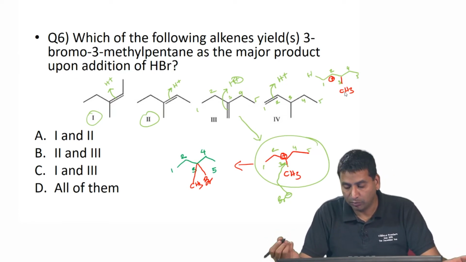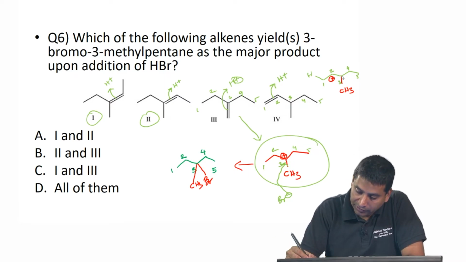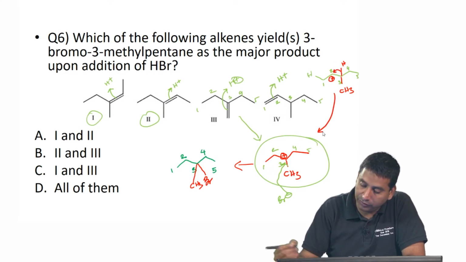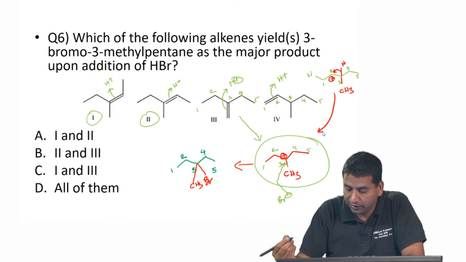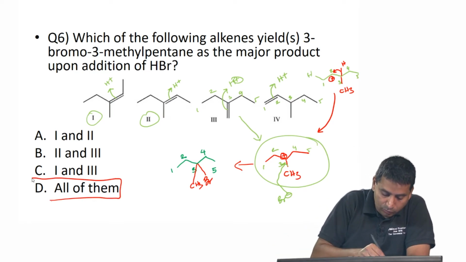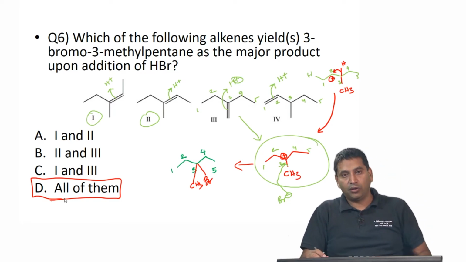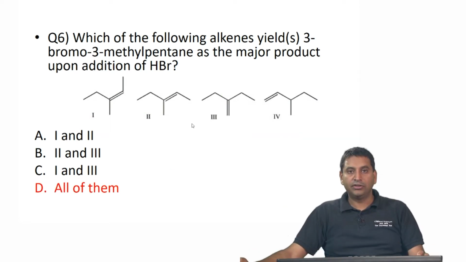So, therefore, this compound could actually add Br minus, but the other possibility, as we have studied, is that there could be a hydride shift, and that could give you the same carbocation, right. And therefore, I would argue that all of them would be capable of giving this as the major product during addition of HBr. And so, the answer is all of them.